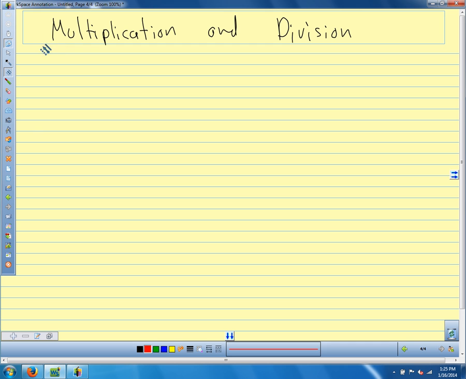Multiplication and division. So think back to how we had to multiply and how we had to divide complex numbers when we had them in a plus bi form. We had to FOIL, we had to combine like terms. Remember that i squared was -1. If we wanted to divide, do you remember how we divided complex numbers? Multiply the numerator and denominator by the conjugate of the denominator, and then do all that simplification.